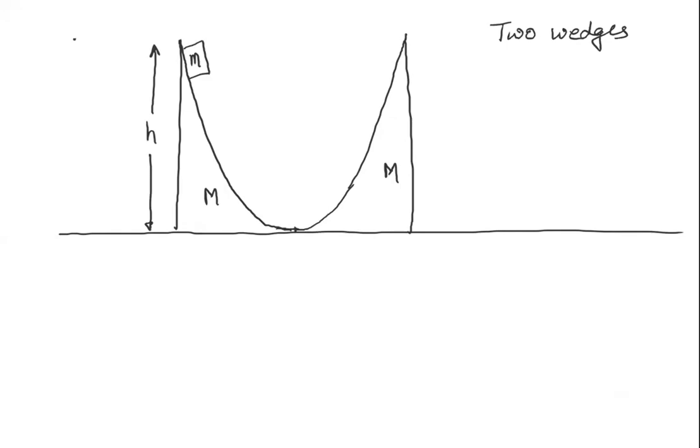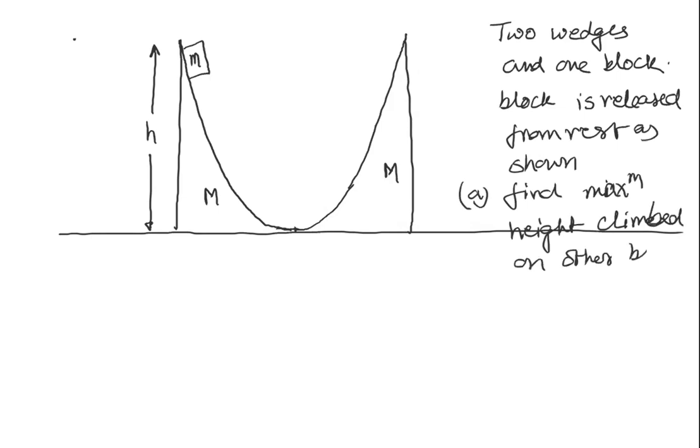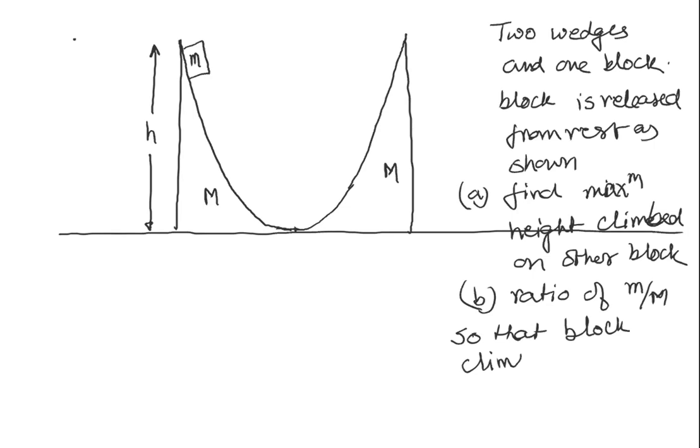So the block is released on the other block B, with a ratio of m by n, so that the block climbs the wedge only once.